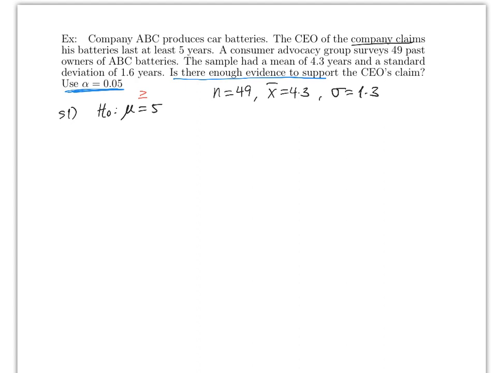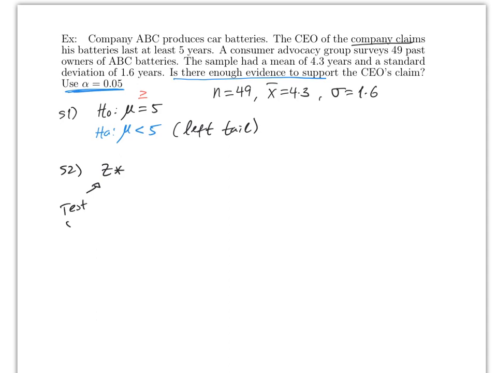Yes? How did you get 1.3? Or 1.6. It should be 1.6. So this should be 1.6. Okay? All right, so then the alternative should be mu is less than 5. Why? Because 4.3 is less than what they are promising. Okay? So this means this is going to be a left tail.